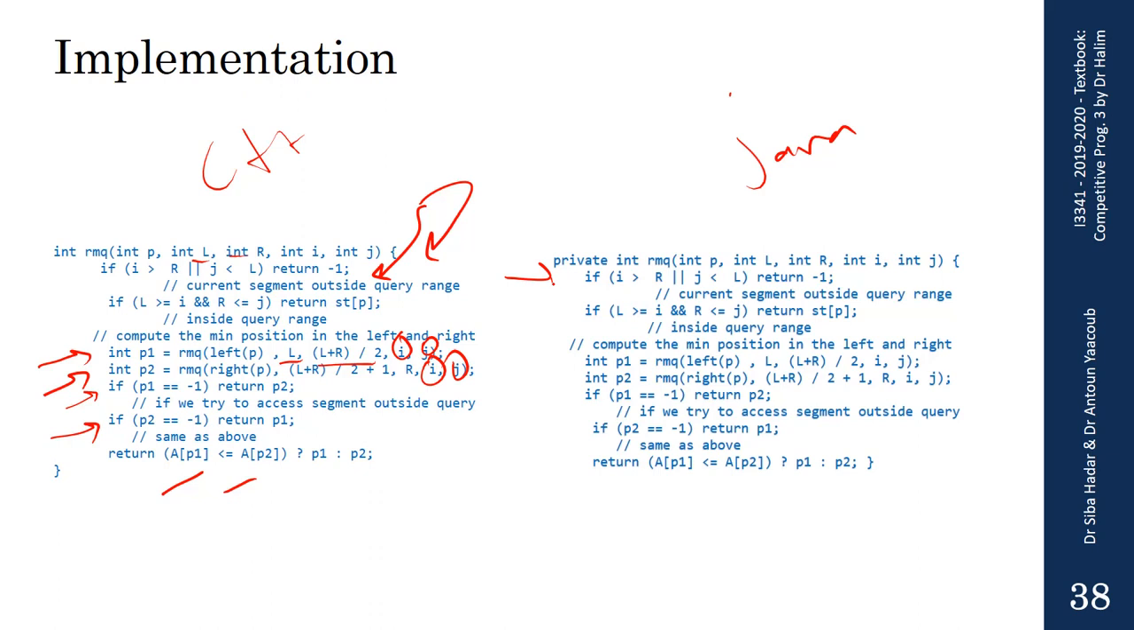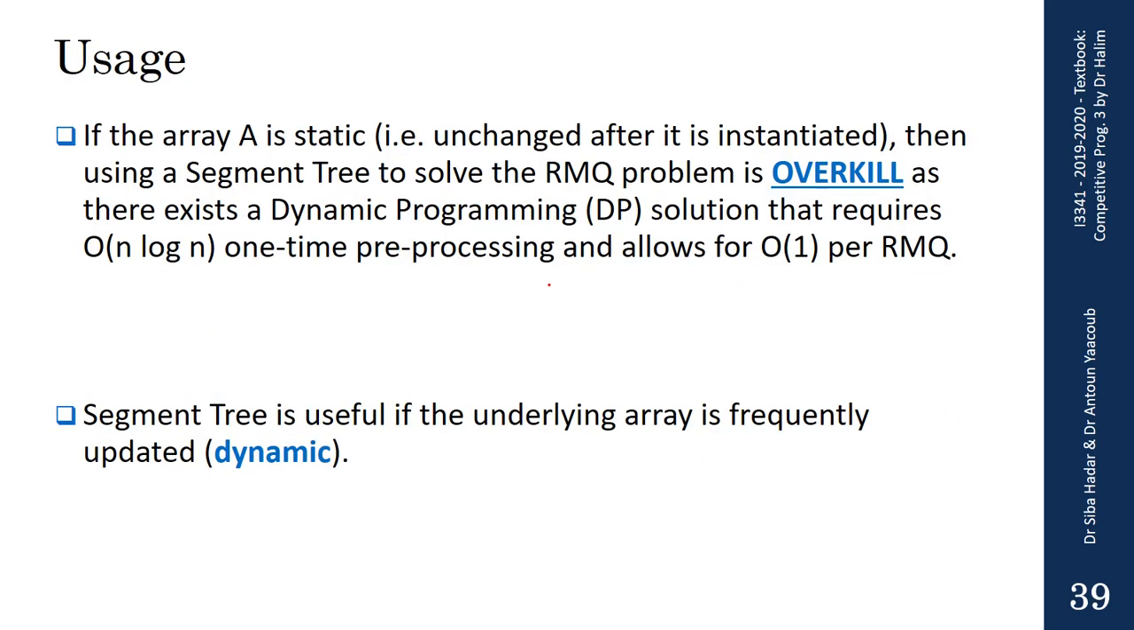So I will repeat. We'll do the recursive calculation, on the left and on the right. If one of these left or right values, the P's, the indices, is equal to minus 1, I will return the other value. If I have two values other than minus 1, I will check them against the array and pick the smallest index. So the stopping condition is either we have a segment that is outside the query range, or we have one inside the query range. So this is the implementation for the range query.